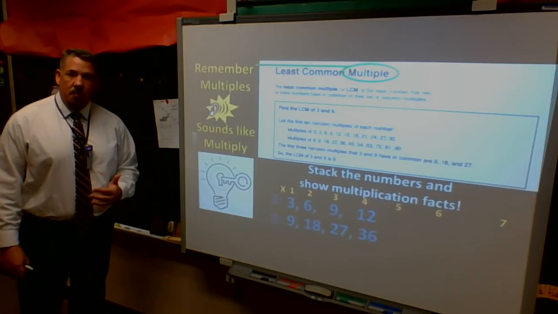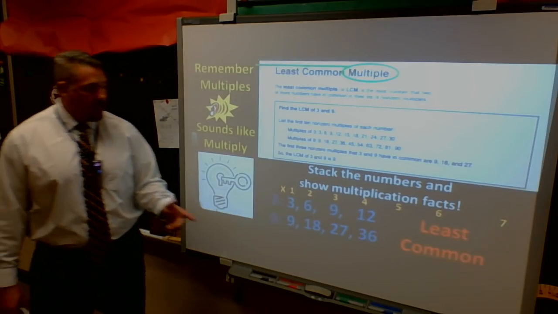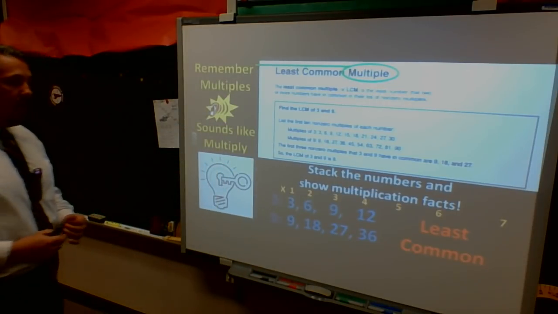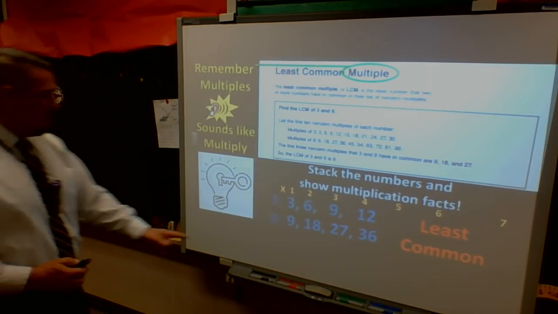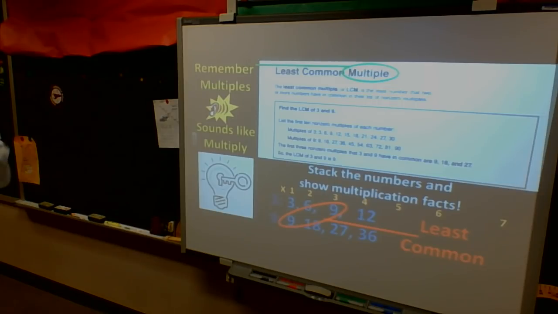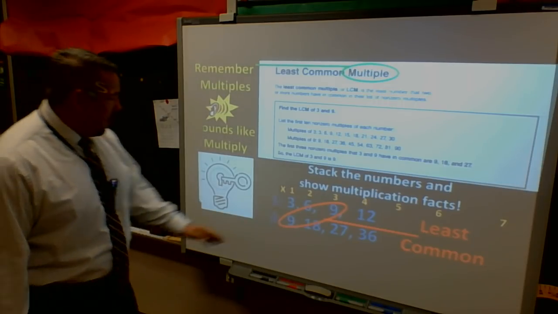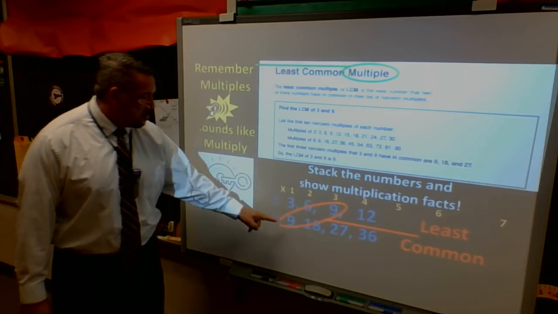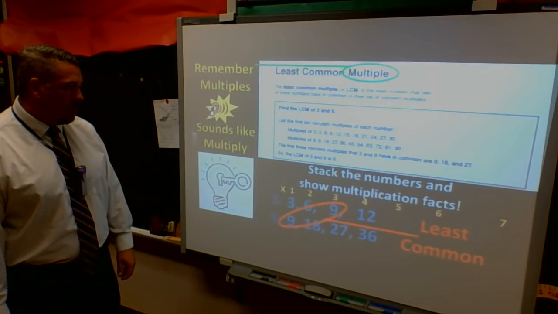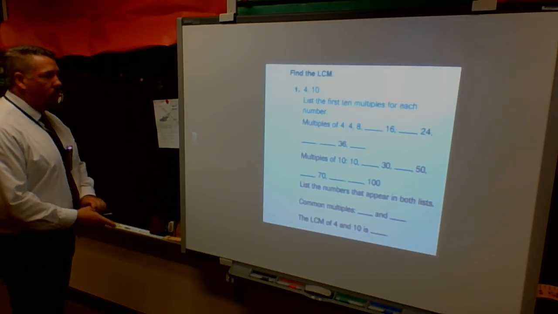I notice that my least common, and that's the key to this, the smallest common multiple they both have is actually the very first number I wrote down for 9. So I wouldn't actually have to go out 4 different ones for the 9. I could have stopped when I wrote down the 9 and saw that it's already listed up there. That has to be my least common multiple. All right, so we're going to do this one.